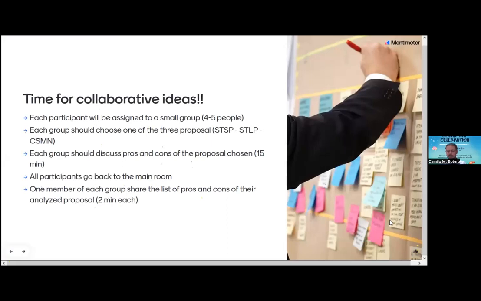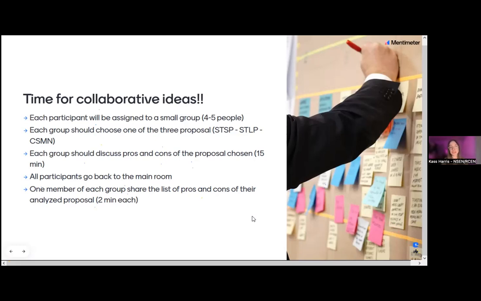Then Cass, if now you can help me with the instructions. Yeah, so we are going to assign you guys to breakout rooms. So we've got 12 participants. Take away you and me, Camilo. We have 10. So I know you wanted to do 5 groups. Is that still what you wanted to do? Yeah, I think 2 groups is fine. 2 groups, okay. Yeah. So I will place you guys into the breakout rooms.